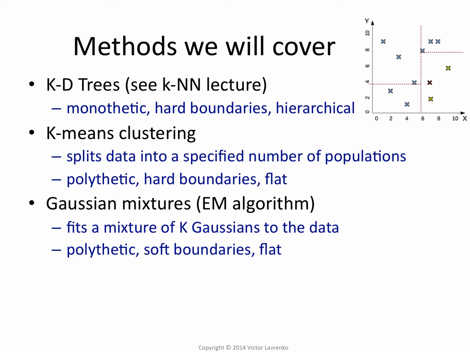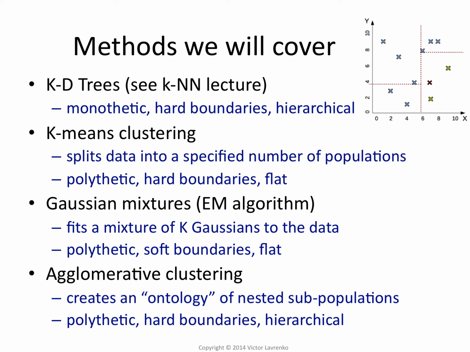Next lecture, we're going to talk about mixture models, Gaussian mixture models, and the EM algorithm. A mixture model is an example of a clustering technique with soft boundaries. So the main difference there is the point will be associated with all the clusters that you have to various degrees, not just with one cluster like in K-means. It's going to be polythetic just like K-means, and it's going to be flat as well, but the boundaries are going to be soft. And then at the end of the course, we're going to talk about agglomerative clustering.